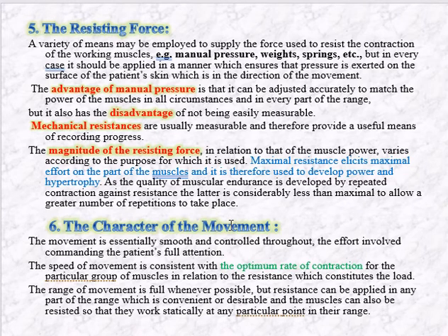Character of the movement. The movement is essentially smooth and controlled throughout, effort being involved, commanding the patient's full attention. Speed of movement is consistent with the optimum rate of contraction for the particular group of muscles in relation to the resistance which constitutes the load. The range of movement is full whenever possible, but resistance can be applied in any part of the range which is considered desirable, and the muscles can also be resisted so that they work statically at any particular point in their range.